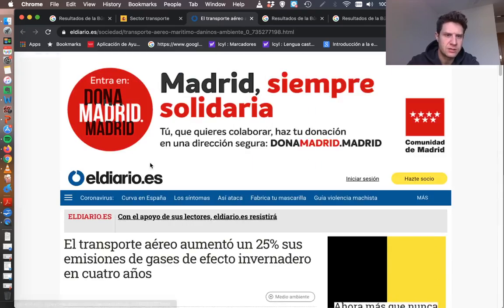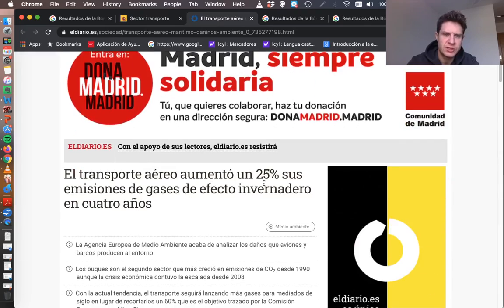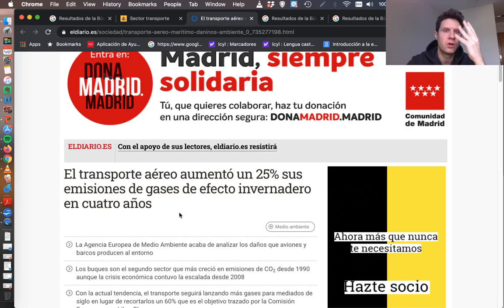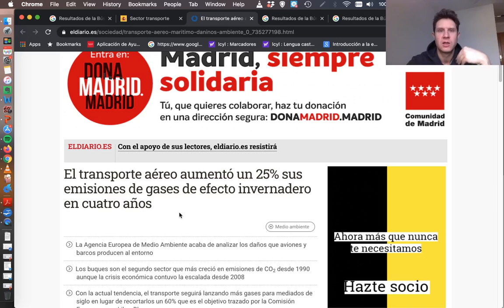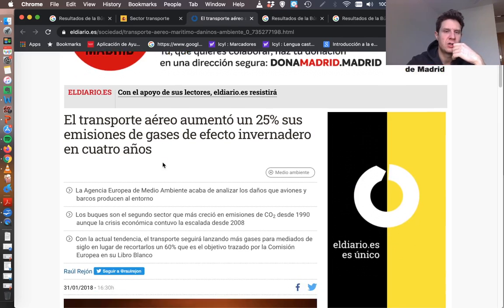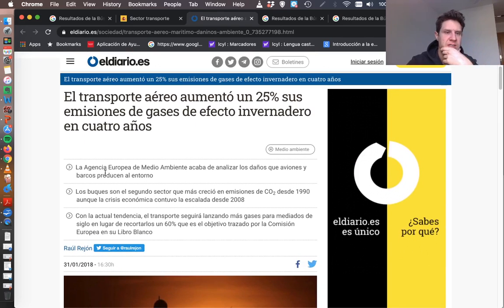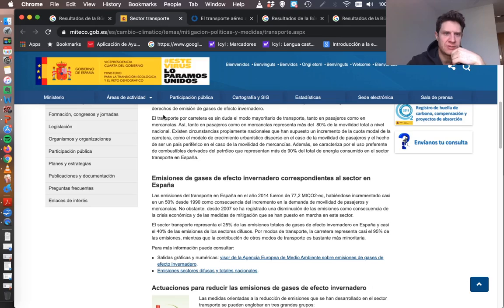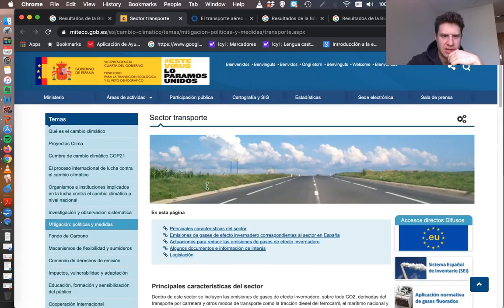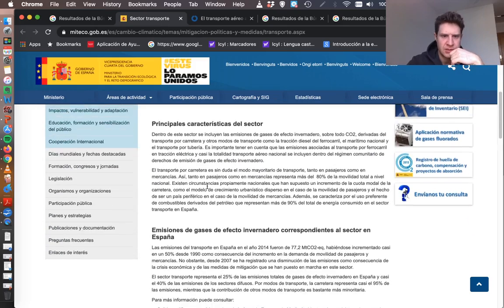Here we have an article about el transporte aéreo aumentó un 25% sus emisiones de gas invernadero en 4 años, in only 4 years. So if this overuse of planes that are very pollutant continues this way, we are going to have a problem. So here we have a ministry that is talking about this problem.